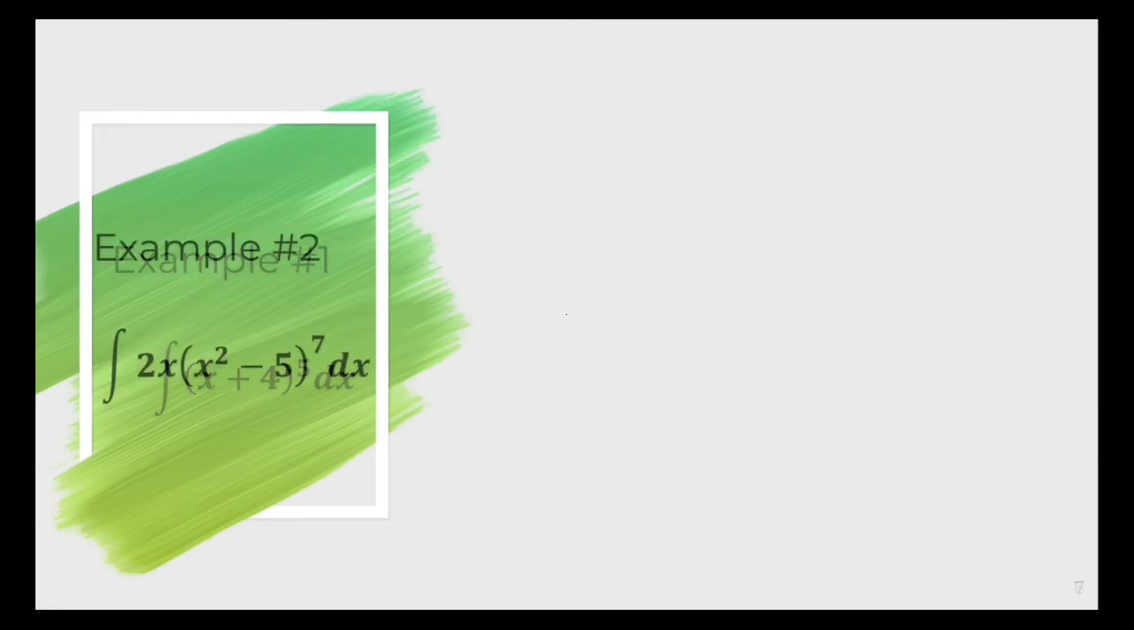Okay, another example. This time, the integral of 2x times the 7th power of x squared minus 5. So what is our u? Again, think of the parentheses and the denominator. For this one, we let u be equivalent to x squared minus 5. So the derivative of u is du. The derivative of x squared minus 5 is 2x dx.